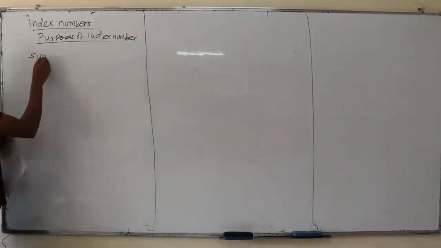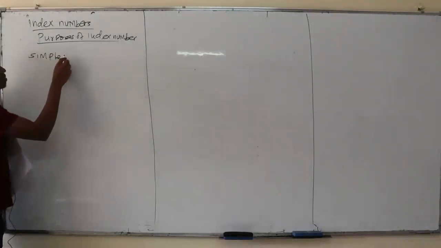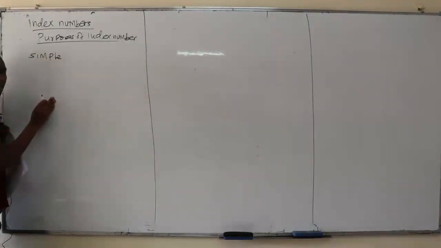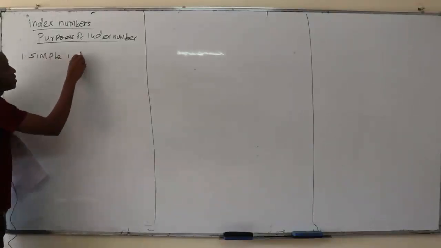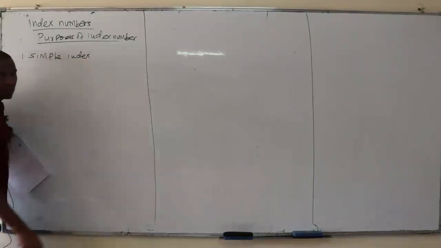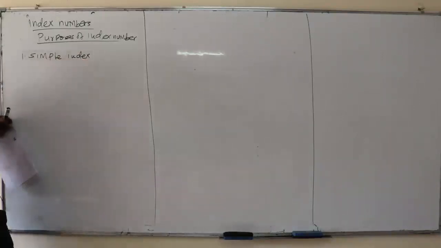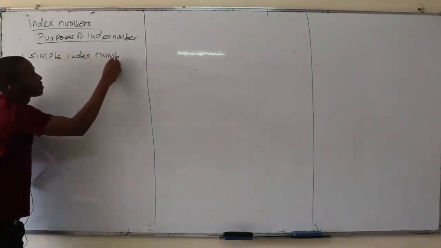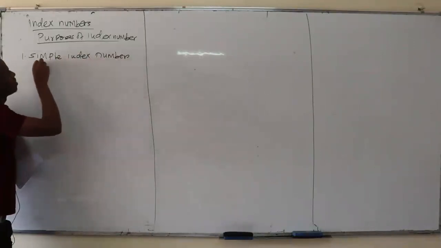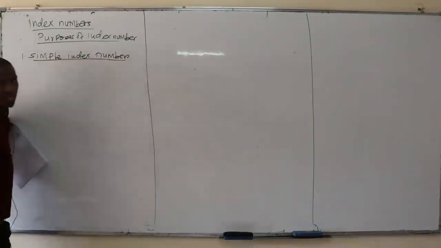Let's talk about the simple index numbers. Now, index numbers are classified into three. So we have the simple index numbers, the general index numbers, and also the weighted index numbers. So let's begin with the simple index numbers.